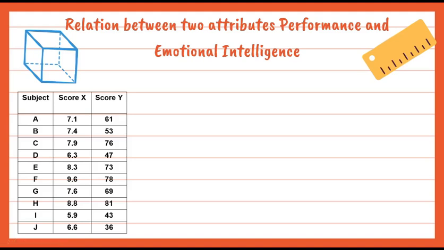So here we are to find out the relationship between two attributes. One is performance and another is emotional intelligence. Let us assume that I am working in a company, and in my organization there are 10 people working under me. Time has come to evaluate them. So I have evaluated them. The score in X is the marks given by me out of a 10-point scale to the employees, by their supervisor, that is me.